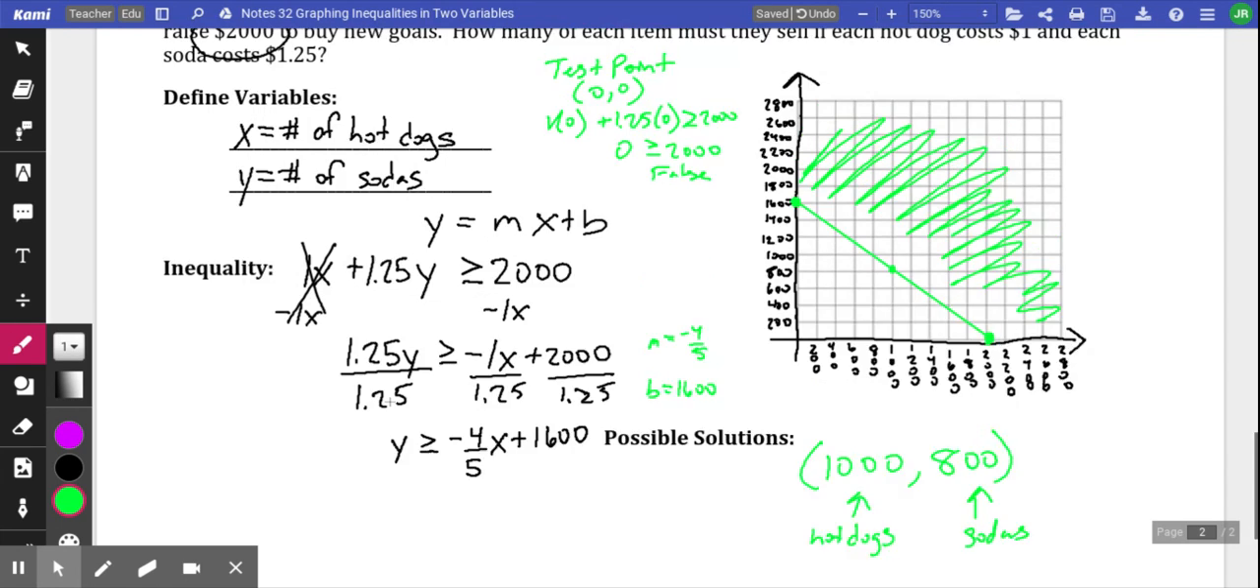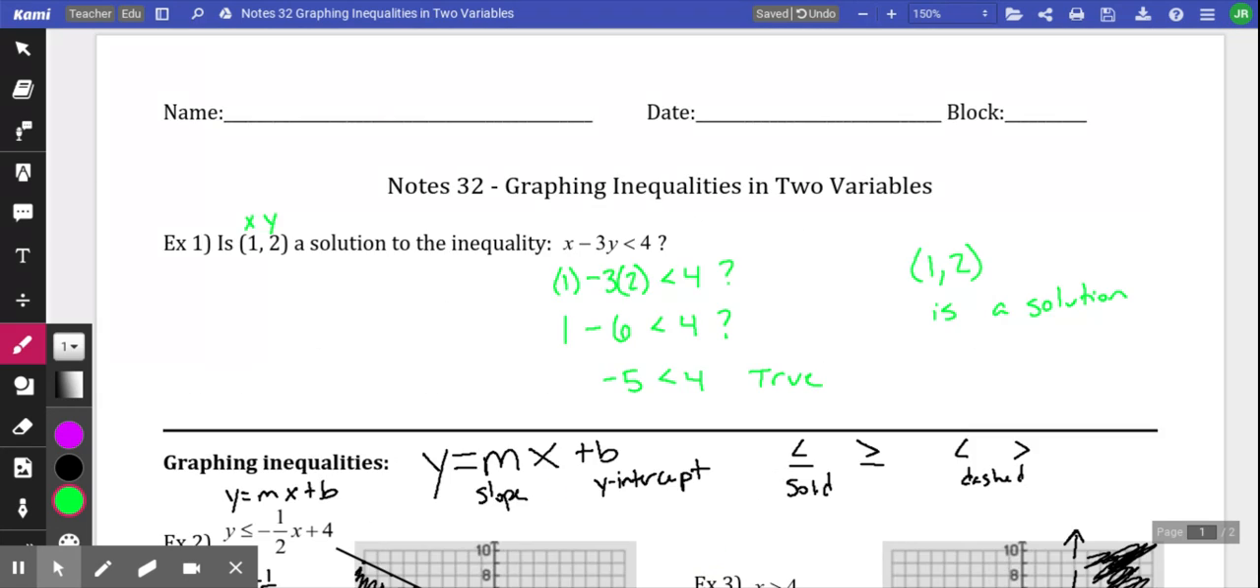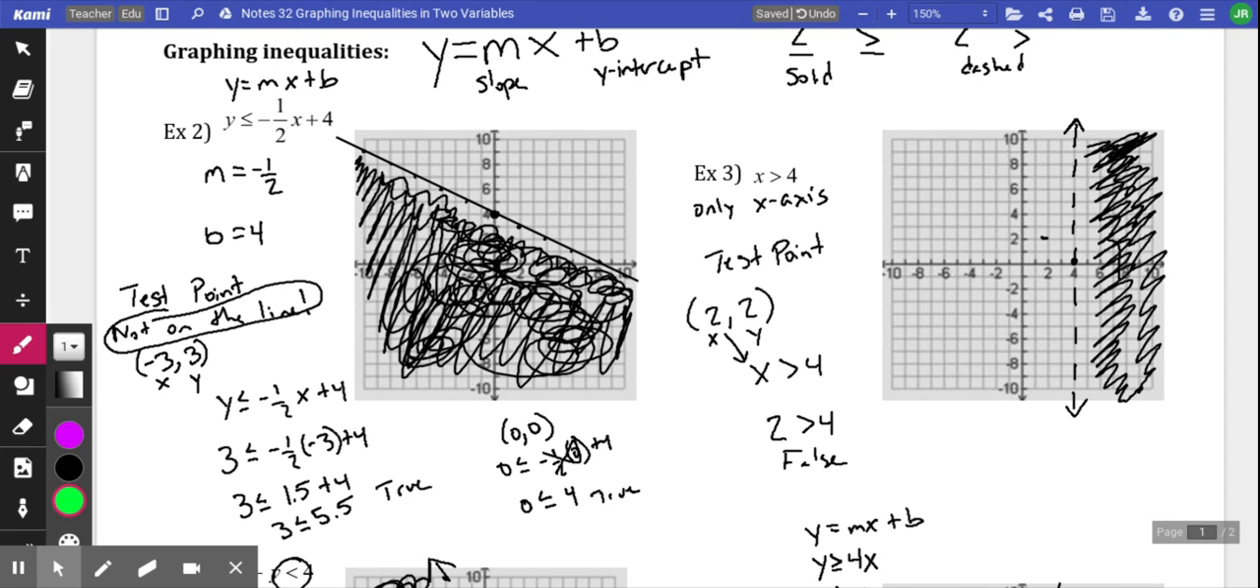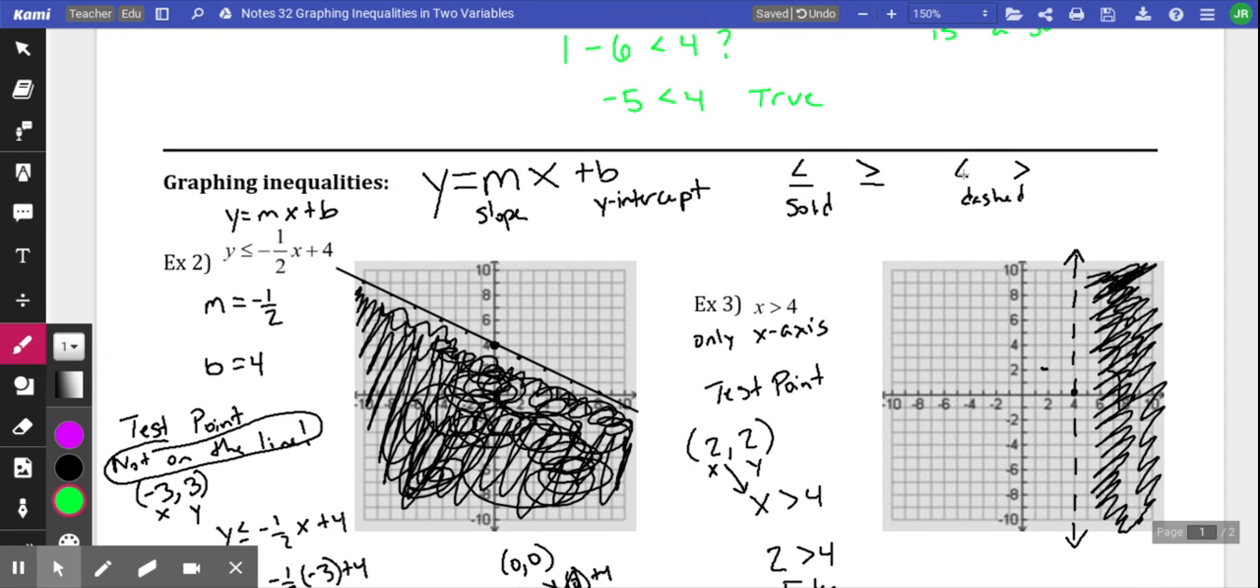All right, so that is how we work with graphing inequalities in two variables. Remember that if you are ever using a less than or a greater than symbol, you're going to have a dashed boundary line. If you have a less than or equal to or a greater than or equal to symbol, you're going to use a solid boundary line. And also do not forget to shade. Which side of the graph are you going to shade? Make sure that you use a test point in order to figure out which side holds your shading. And that's it.